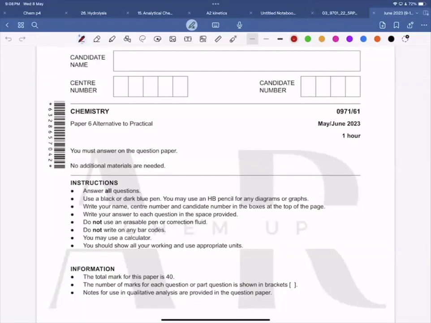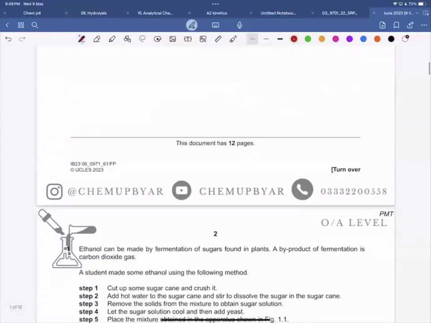Today we are going to attempt IGCSE May-June 2023 and its alternative to practical. From 2023, whether you do the IGCSE alternative to practical or O levels, both are exactly on the same pattern and have exactly the same syllabus, same marking, same kind of question. Even the questions are the same: the first from experimental technique, the second from titration, the third from salts, cations and anions, and the fourth is the designing of an experiment. So we'll be starting with question one over here.